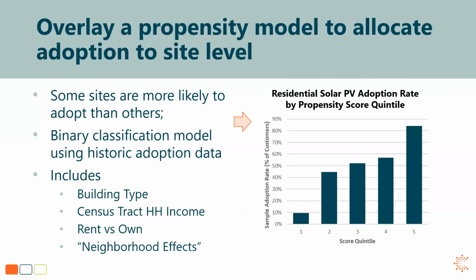What usually pops out of those propensity models are the usual suspects that you would expect: building type, income, renting versus owning, neighborhood effects, those sorts of things. But from that group of variables, we can then score each site in the service territory. The chart that I'm showing up on the screen here is an example of some rank ordering. So if we look at that, the highest propensity scores look like they're 8 to 10 times more likely than the lowest propensity scores to adopt solar. So that's something we can use to get down to the household level.